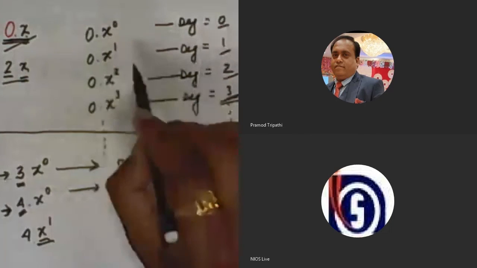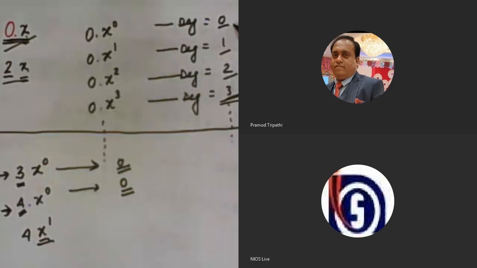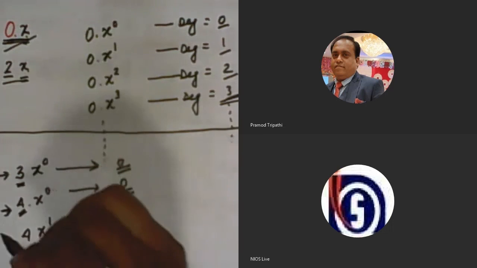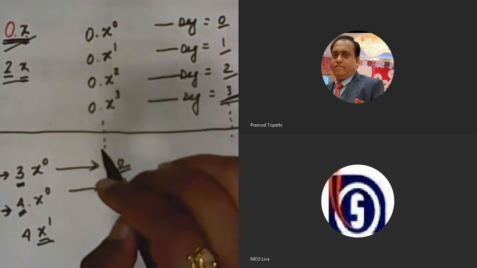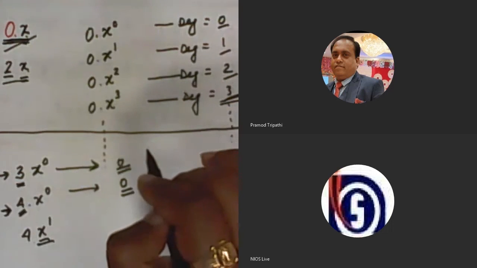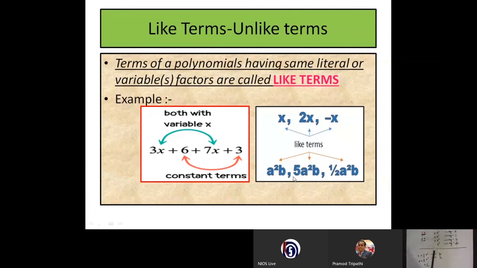The degree of the zero polynomial always keeps on changing, so we cannot determine a fixed degree. The degree of the zero polynomial is never defined. But in the case of a constant polynomial, the degree is always defined, that is 0. Now we move to like terms and unlike terms. These are the most important factors of the algebraic expression or the polynomial.